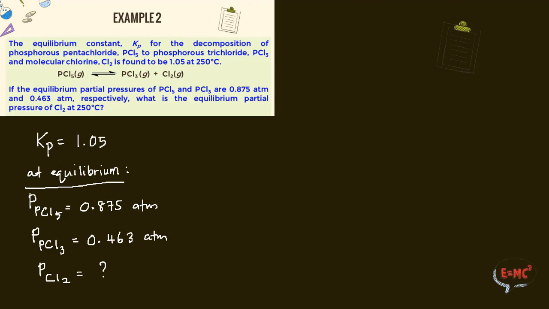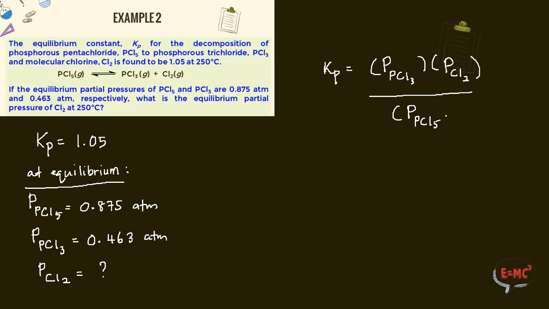Okay, so now write down the Kp expression. Kp which is equals to the partial pressure of phosphorus trichloride times the partial pressure of chlorine gas, okay, divided by the partial pressure of phosphorus pentachloride. Okay, so now substitute all the values in the Kp expression.